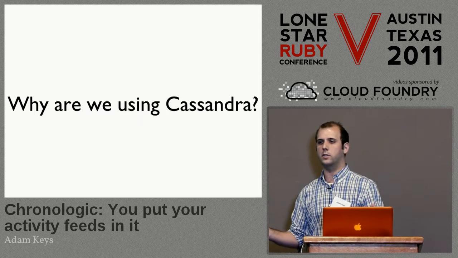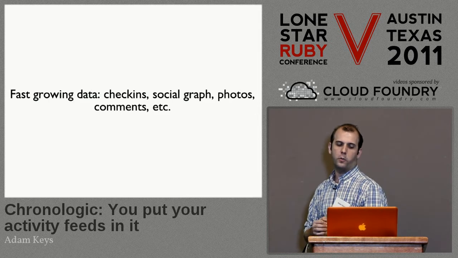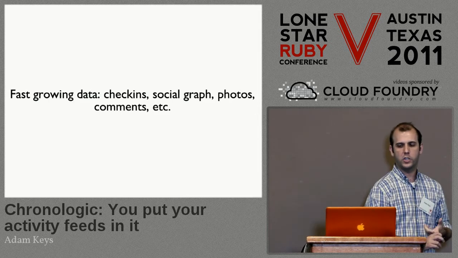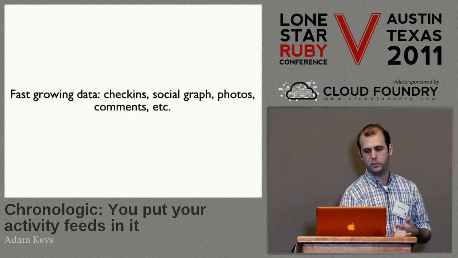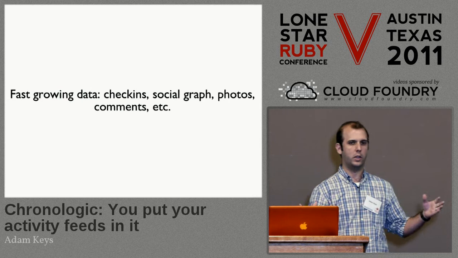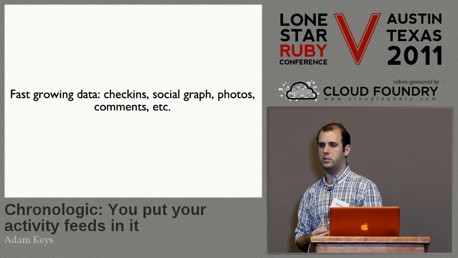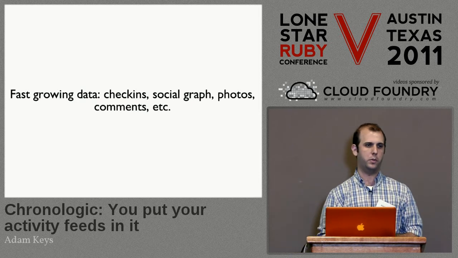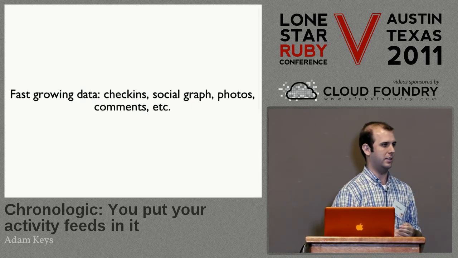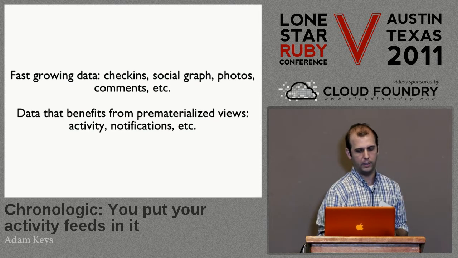So why are we using Cassandra at Gowalla? We're using it for fast-growing data. We get a lot of check-ins. We have a fairly big social graph, photos and comments. People are creating stuff all the time. This data grows quickly. We use Postgres. It has okay replication support, but it's definitely not something where we want to put fast-growing data sets that we need really quick access to after we've created that data.